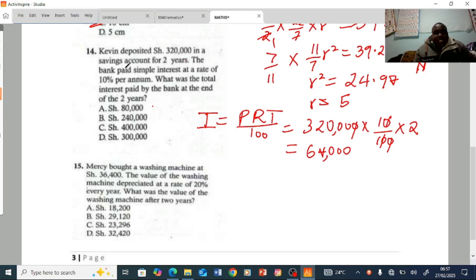Having deposited this in a savings account, the bank paid simple interest at the rate of 10 percent per annum. What was the total interest paid by the bank at the end of the 2 years? Principal times 10.